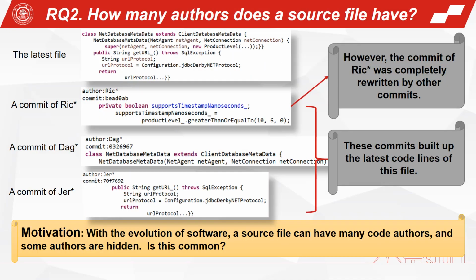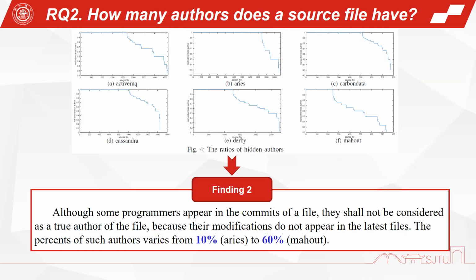RQ2. How many authors does a source file have? The commits of a file build up the latest code lines and true authors of a file. To explore the impacts of our target problem from the perspective of the latest files, we count the number of authors for each file. In extreme cases, the modifications of an author can be totally rewritten by other authors. In this research question, we explored how frequently such cases happen. We got finding 2. Although some programmers appear in the commits of a file, they shall not be considered as a true author of the file because their modifications do not appear in the latest files. The percent of such authors varies from 10% to 60%.